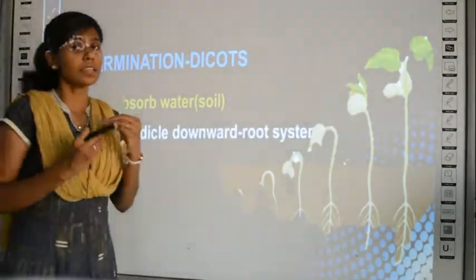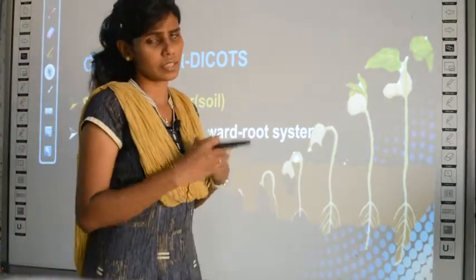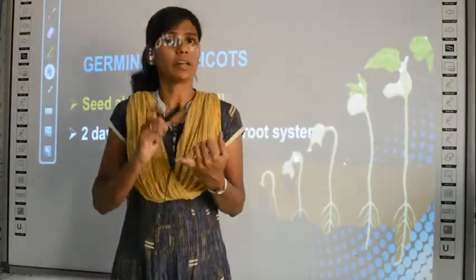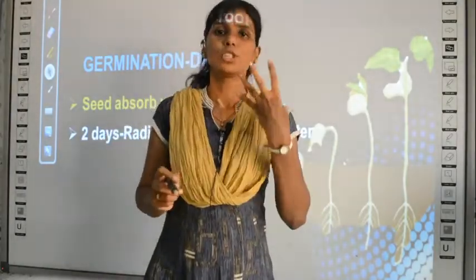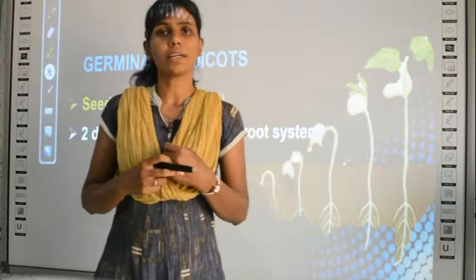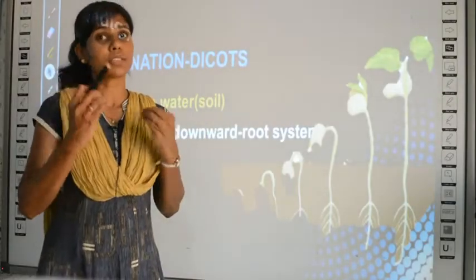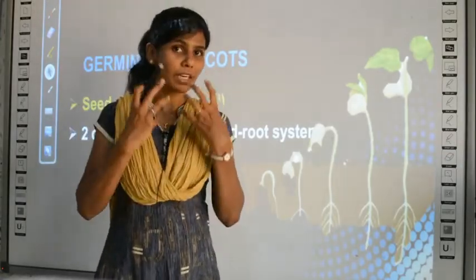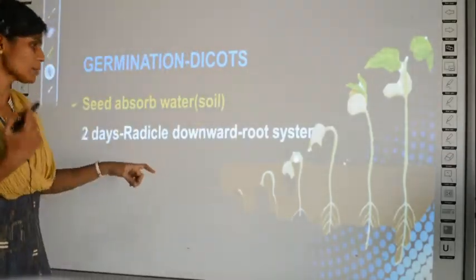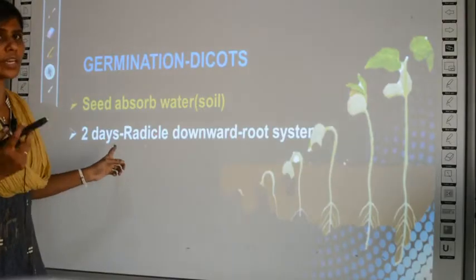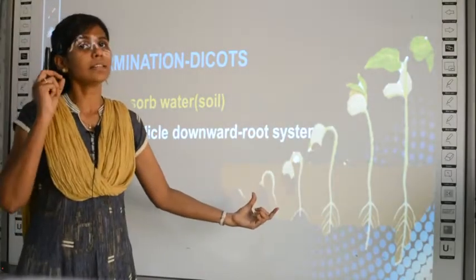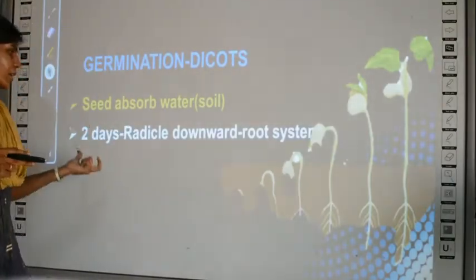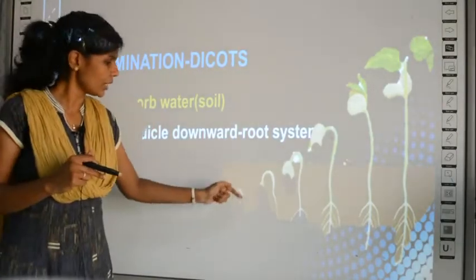Swelling is the seed becoming bigger in size. Whatever you soak at home, either green gram or black gram or chickpea, whatever you soak in water, after 6 hours or the next morning, you will see it is bigger in size. It becomes swollen because it absorbs water. After 2 days, usually in a dicot plant, the time taken for germination is 2 days. Clear? So after 2 days, the radicle starts growing downwards.